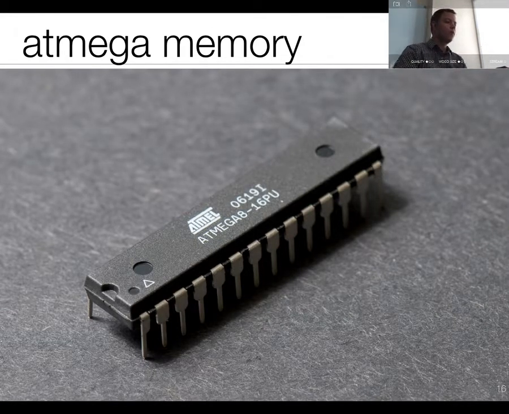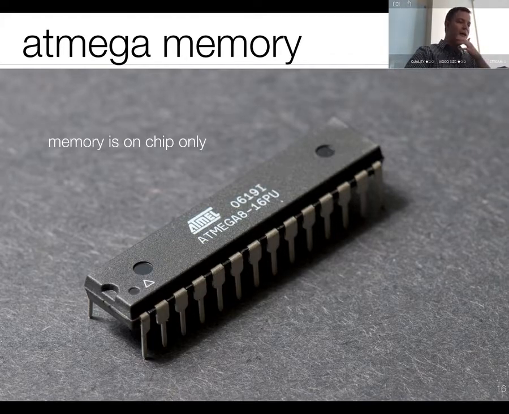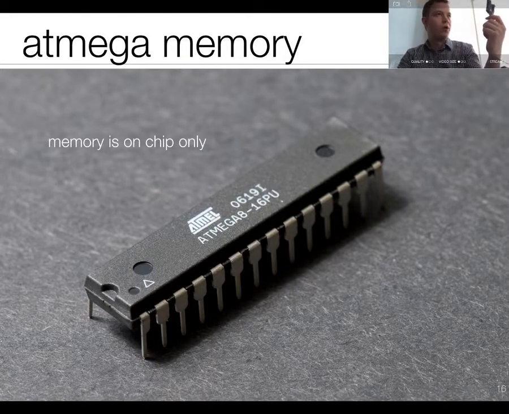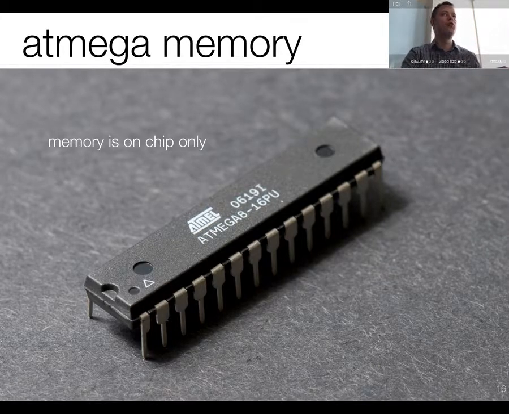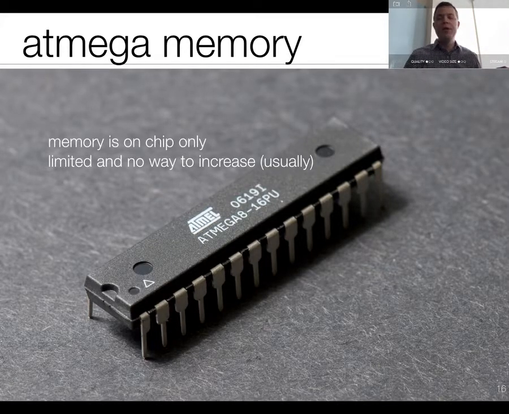All right, memory. Memory is on this chip only. That means that when you buy a microcontroller, or the Arduino, the microcontroller it comes with, the memory that's on it, that's what you've got. That is it. There's no RAM upgrade. It's limited, and there's no way to increase the memory on this.